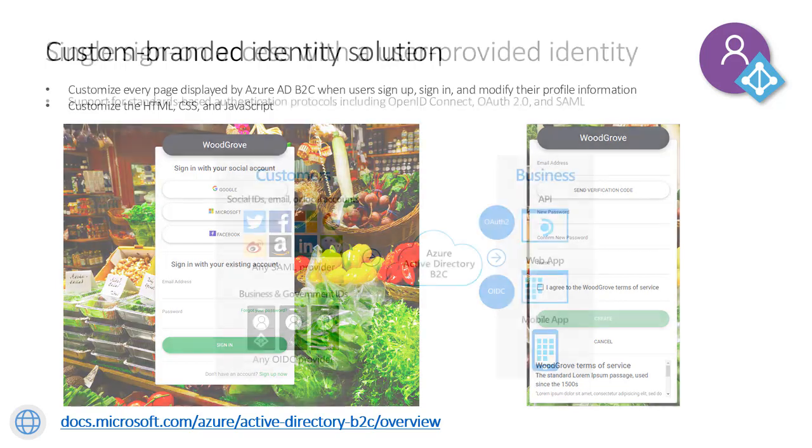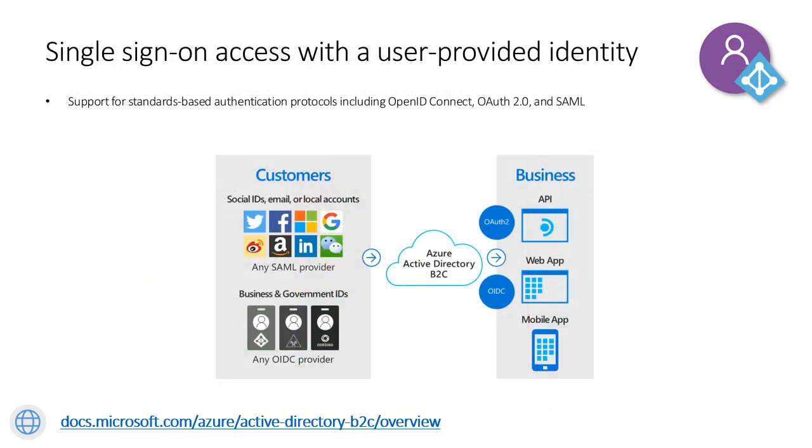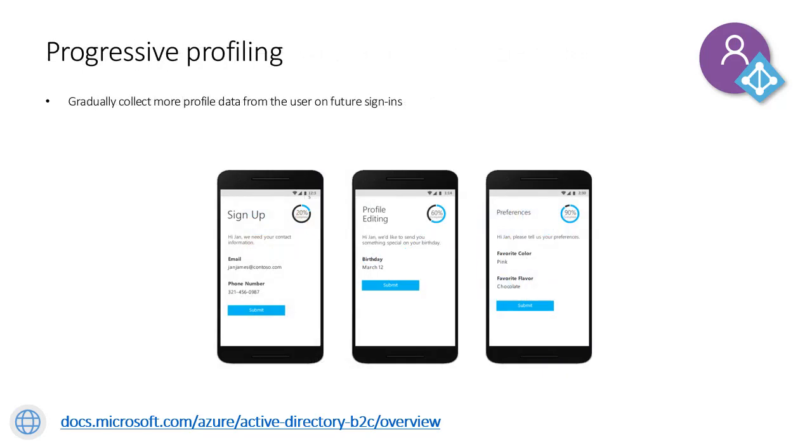As I also mentioned at the beginning, Azure B2C also works with external identity providers because of support for standard-based authentication protocols, including OpenID Connect, OAuth 2.0, and SAML. So, for instance, you can enable your users to sign in with Twitter account and still access some of the functionalities inside your solution. Another great feature of Azure B2C is called progressive profiling.